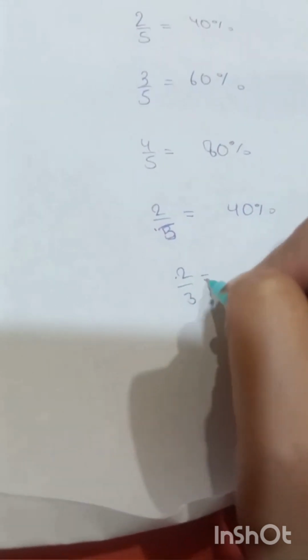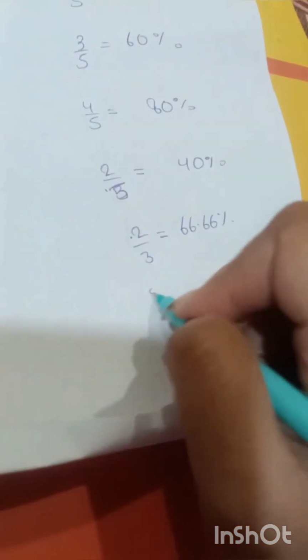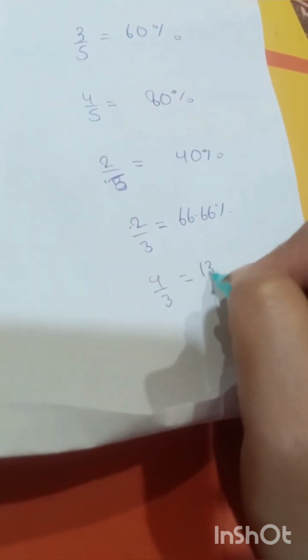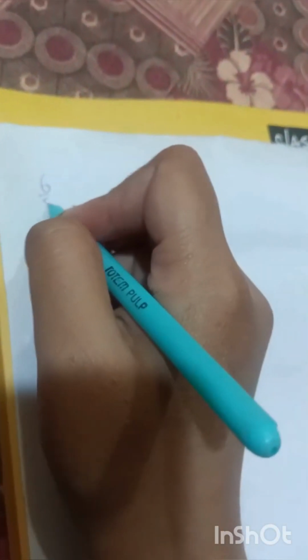2 by 3 equals 66.66%, and 4 by 3 equals 133.33%, and 5 by 4 equals 125%. 6 by 5 equals 120%.